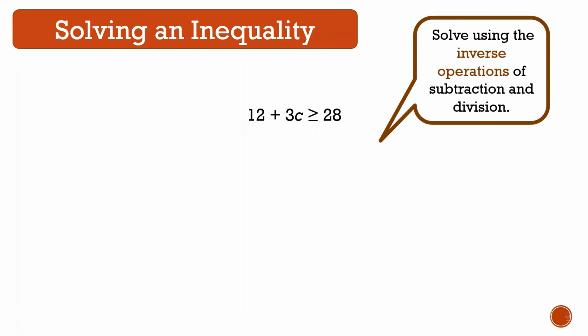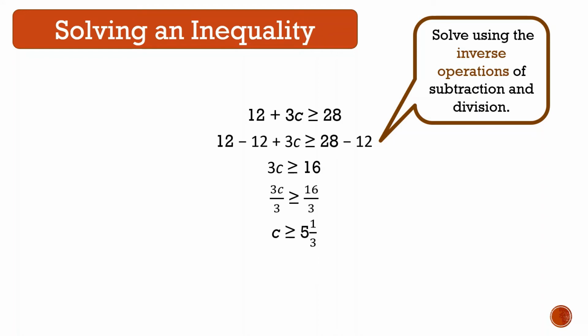We use inverse operations of subtraction and division to solve this inequality. Subtract 12 from both sides of the inequality. We end up with 3C is greater than 16. Divide both sides by 3. And C is greater than 5 1/3.